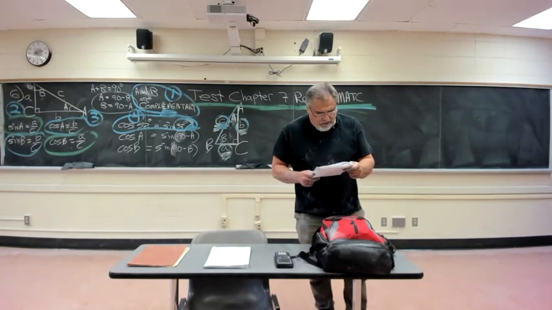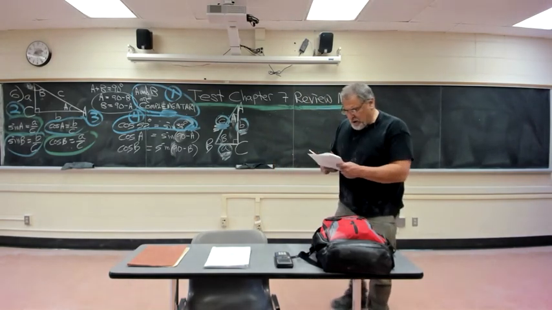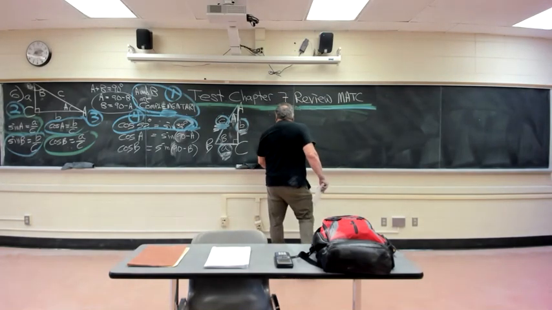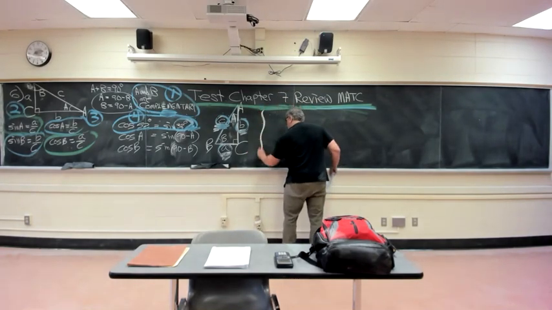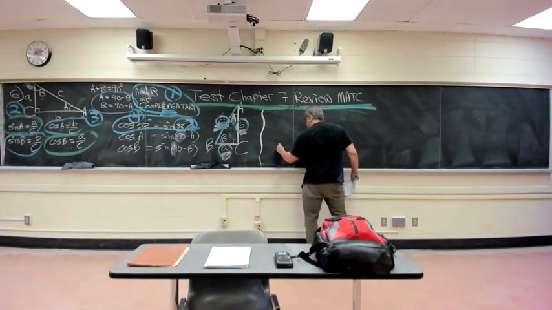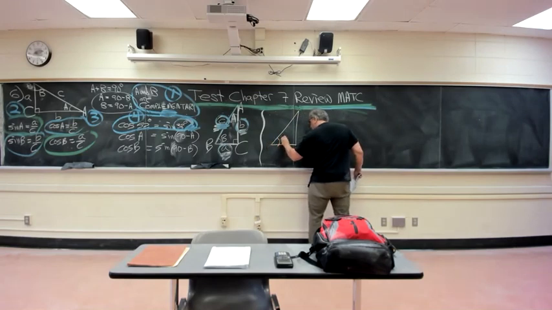Seven, solve for x in the triangle, round your answer to the nearest tenth. Okay, now here we go. There's a number of ways this can be done. So when they give you this, this is 69 degrees. This is x. This is 13.